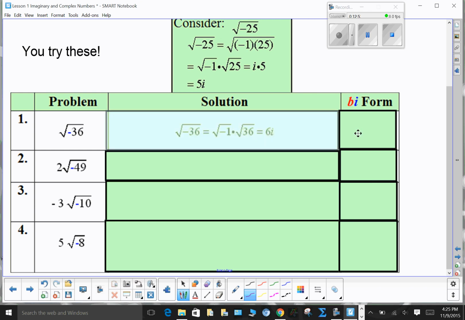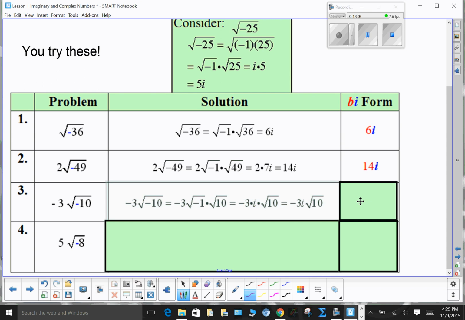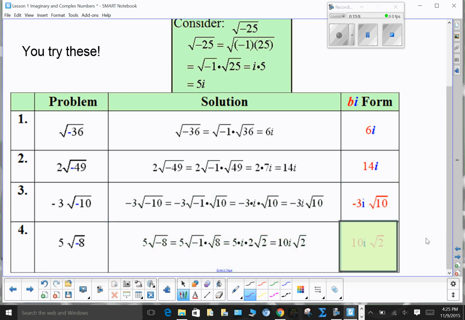Okay, here are your solutions. See how you did. Again, you might want to pause the video so that you can take a look and make sure that you understand the process to go from the problem to the solution. bi form is simply saying that this is a pure imaginary. We will be looking at some complex numbers in a few minutes.